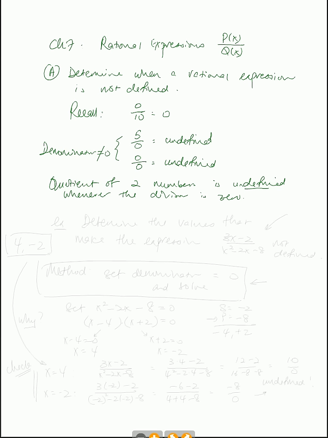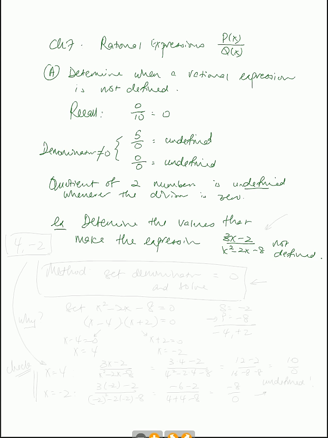Okay, so how will we ask you the question in chapter 7? The way we'll ask you is, can you determine the values that make the expression 3x minus 2 divided by x squared minus 2x minus 8 not defined? So in so many words, we're asking you what values must you put into x so that your quotient becomes undefined.